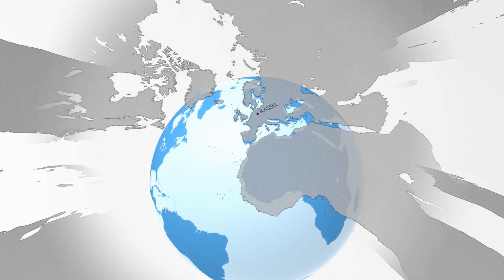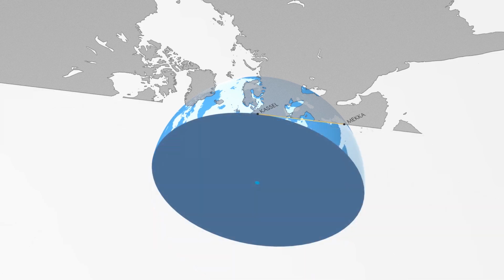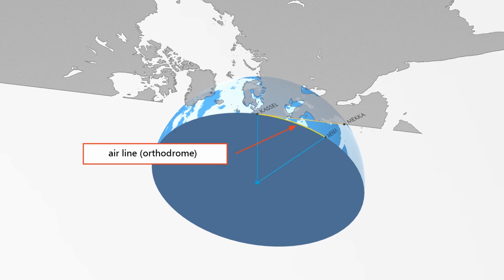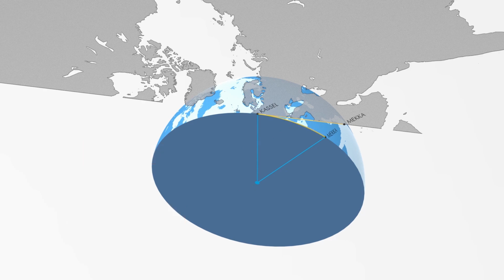Let us now take a look at the special features of the gnomonic projection. We first draw Mecca, connect the two places with a straight line and slice the Earth along this straight line. An arc from Kassel to Mecca is the air line, which is called an orthodrome in cartography. It always lies on a great circle around the centre of the Earth. In Islam, this is the direction of prayer to the Kaaba in Mecca, the Qibla. If we extend the straight line from the centre of the Earth into the map plane, Mecca is depicted there.